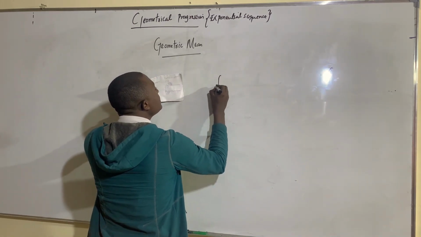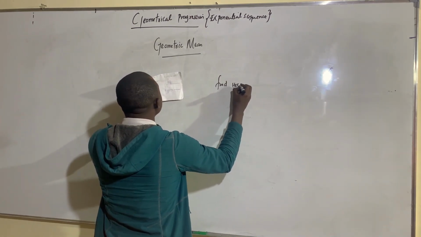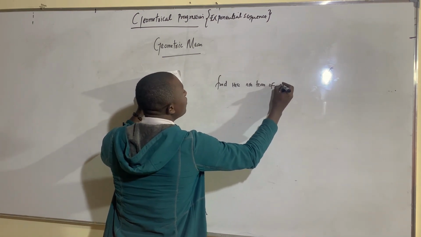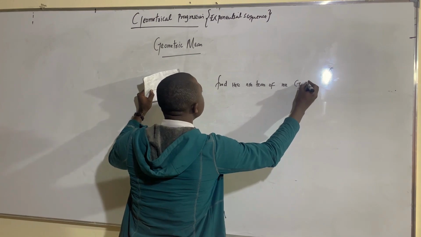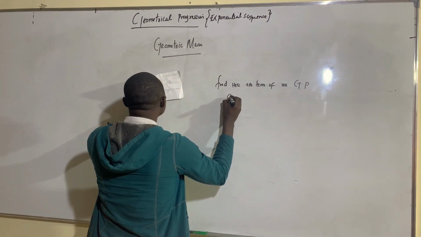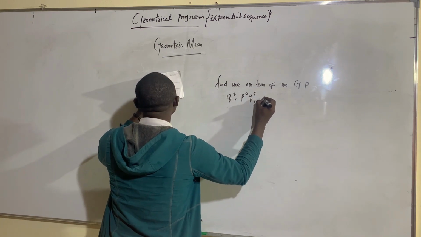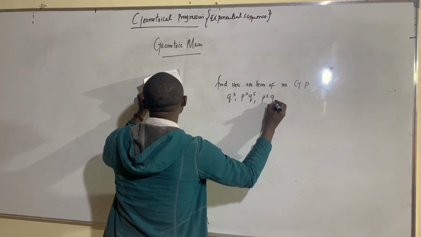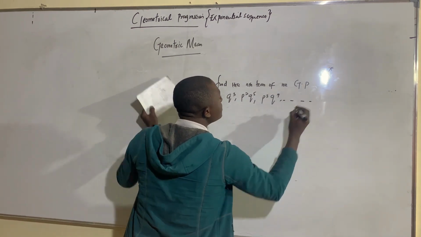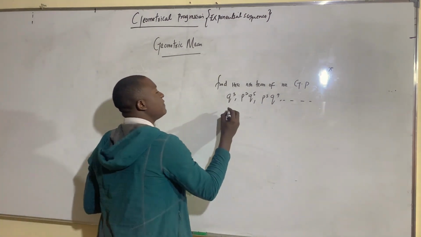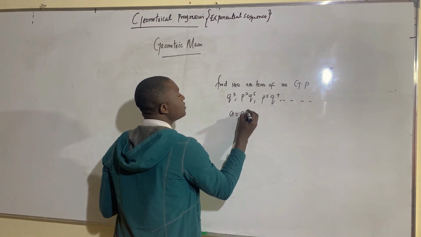They say find the nth term of the GP Q^3, P^2 Q^5, P^4 Q^7. Don't mind them. It's simple and straightforward. Don't worry. You see the same process. Here I can find my first term. My first term here is Q^3, right?